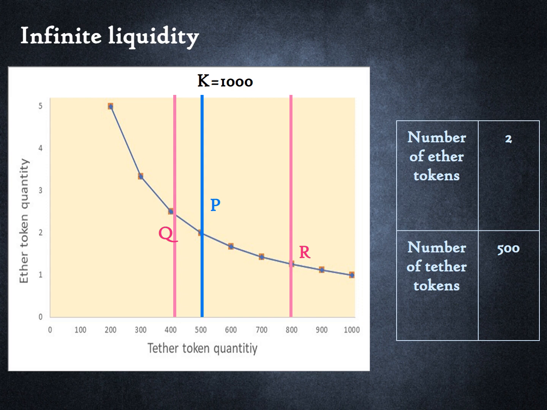Let us take 2 random points on this curve. Point Q and point R. How many of the Ether and Tether tokens are existing between points Q and R? We will begin from the equilibrium point P.